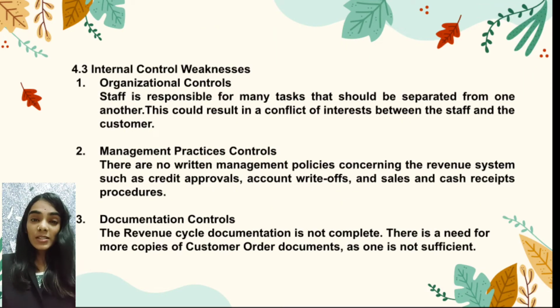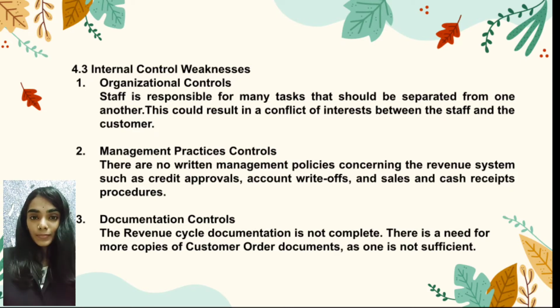The third weakness is internal control weakness. Internal control is divided into 3 groups. First is organizational controls. Staff is responsible for many tasks that should be separated from one another, such as billing, accounts receivable, general ledger, and data processing. This could result in a conflict of interest between the staff and the customer. Also, the owner does not really examine the supporting documents.